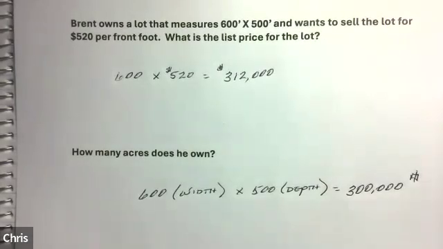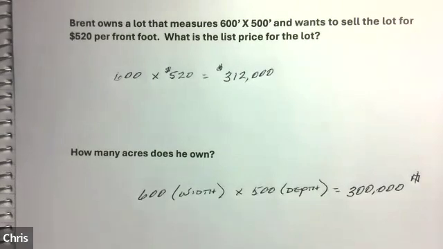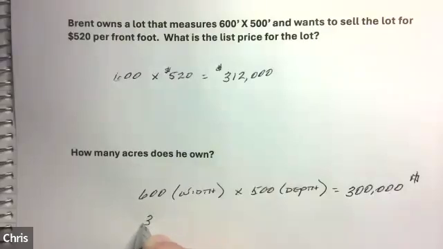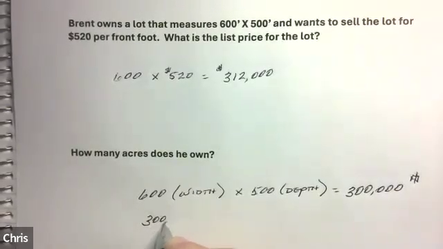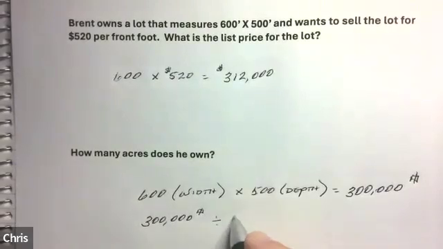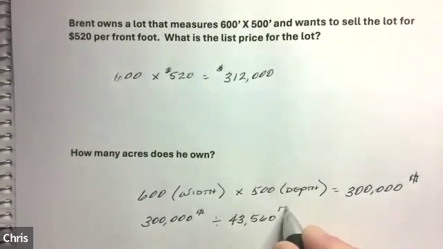Well, that's great, but I didn't ask you what the total square footage was. What the question asks is how many acres does he own? So we have to have a way of converting 300,000, not dollars, excuse me, 300,000 square feet into acreage. So what we're going to do is take the 300,000 square feet and divide it by the number of square feet in 1 acre. We want to find out how many 43,560 square feet there are in that 300,000 square feet.